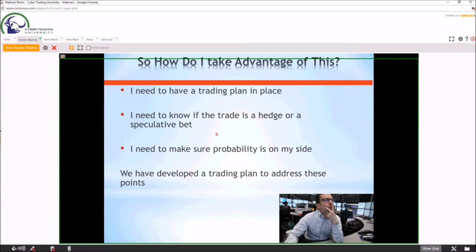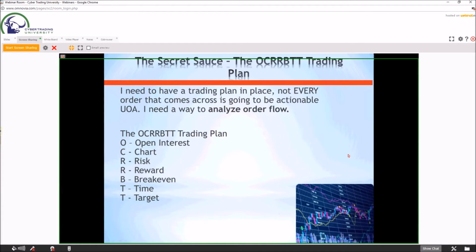So what we've done is developed a trading plan. It's a step-by-step checklist to take orders that we're seeing that would fall into this category of being unusually large, and then doing further analysis to determine if the fact that they are unusually large is enough for us to get into a trade and mimic the position that institutional money is putting on. So we call this trading plan the OCRRBTT trading plan, and I know that's not the most eloquent name out there, but it is easy to remember, and it tells us very simply what we should be looking at and considering when we are analyzing and evaluating unusual options activity. It stands for Open Interest, Chart, Risk Reward, Break-Even, Time, and Target.